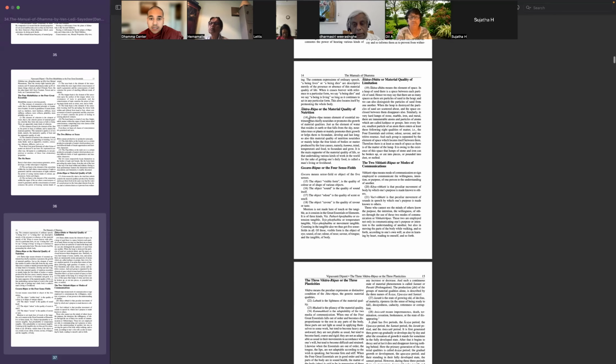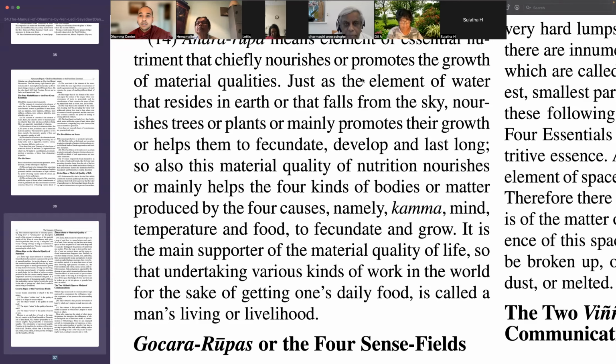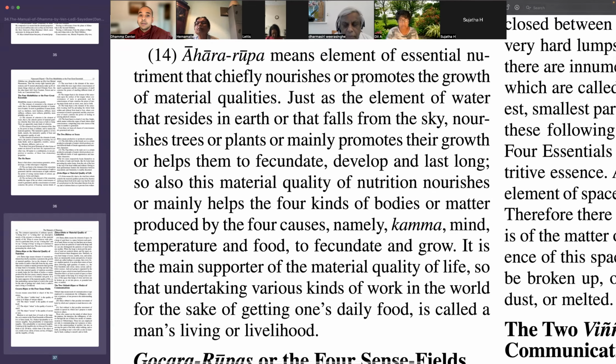Right? Okay. Ahara Rupa. Page number 13. Ahara Rupas means element of essential nutriment that chiefly nourishes or promotes the growth of material life, material qualities.